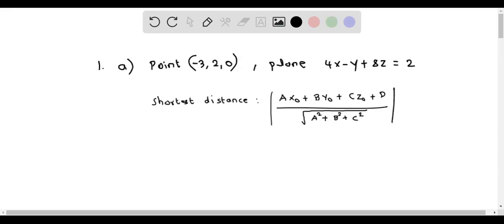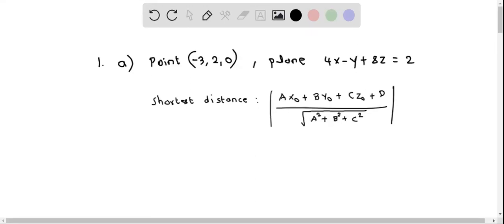We now find the shortest distance between the point and the plane. So here we can use this formula, that is the absolute value of ax naught plus by naught plus cz naught plus d, divided by the square root of a squared plus b squared plus c squared. Basically this point is x naught, y naught and z naught.